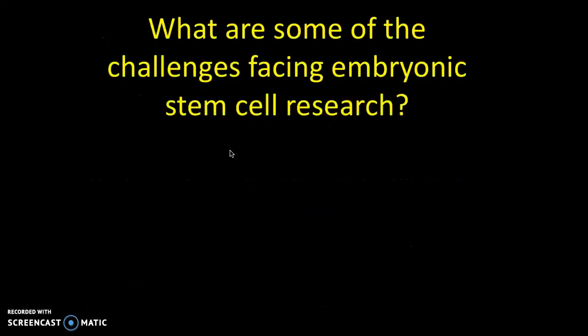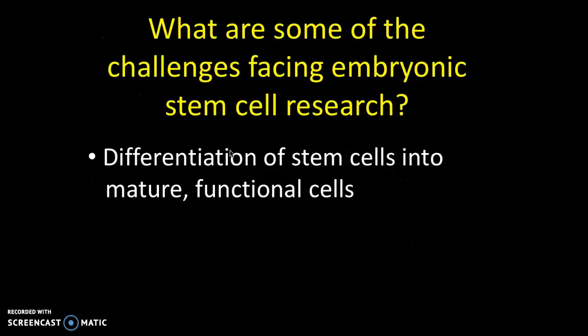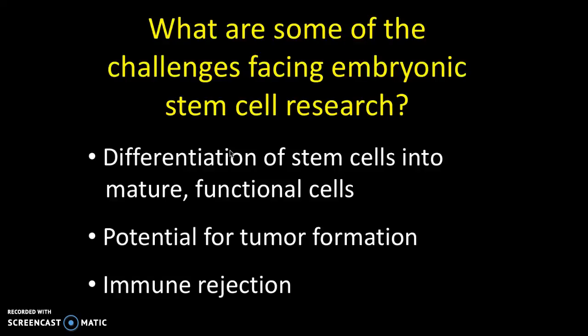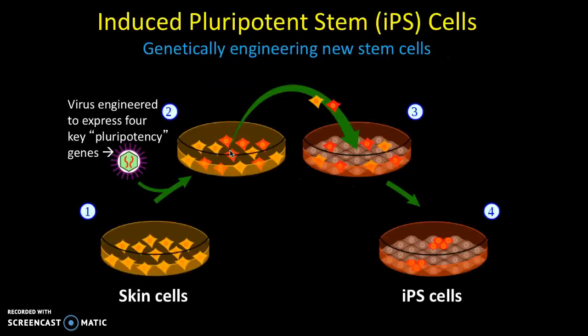So let's go on to some of the challenges. The differentiation of the stem cells into a mature functional cell is tough. There's potential for tumor formation because uncontrolled cell growth leads to cancer, so we know that that's a problem. There's potential for immune system rejection, depending on what we're taking from and who we're taking from. So these are some of the challenges that are faced in embryonic stem cell research, and they're kind of big deals because we don't know what the outcome is. It's a lot of unknowns.